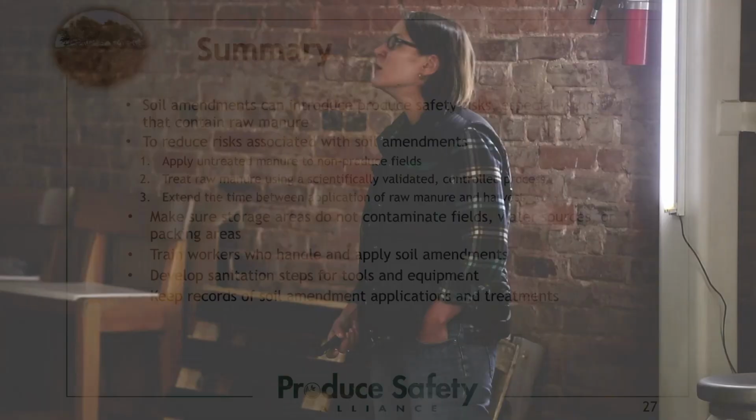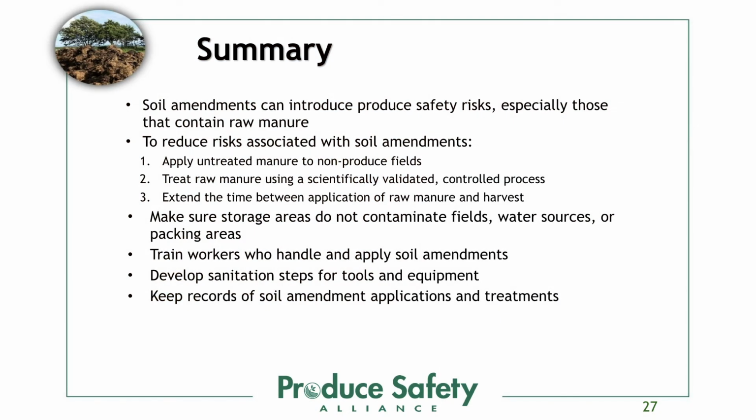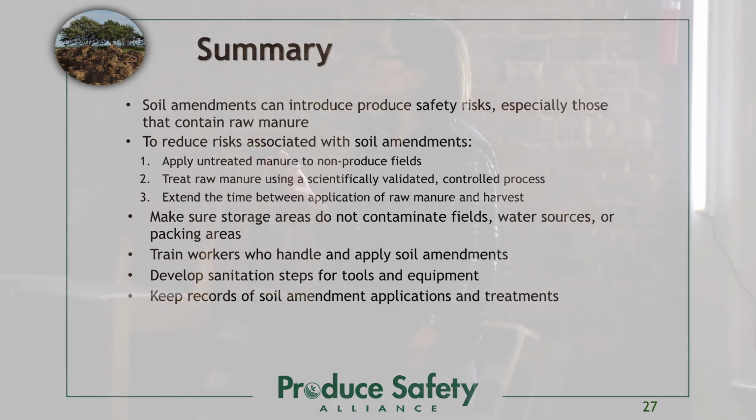All right, so the summary, this is between you and lunch. Soil amendments can introduce produce safety risks. I think we've made that case throughout this past hour, especially those that are going to contain raw manure. To reduce those risks with soil amendments, we want to make sure that we're applying untreated manure to non-produce fields, treating that raw manure using a scientifically validated control process, or extending that time between application of raw manure and the harvest of your crop.